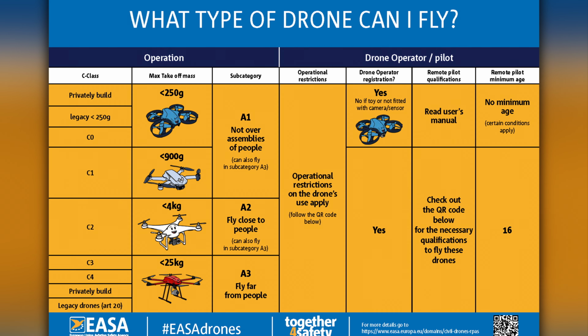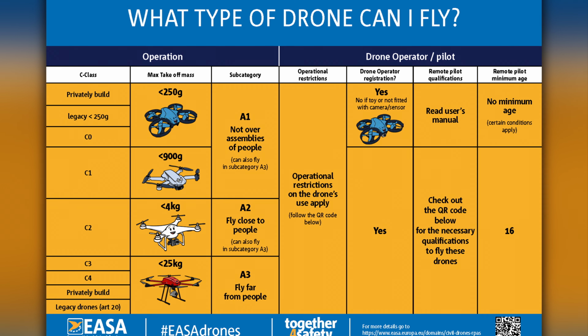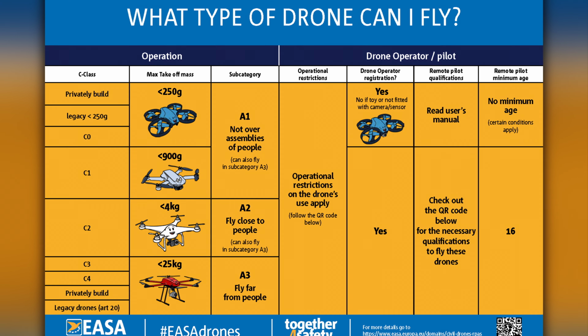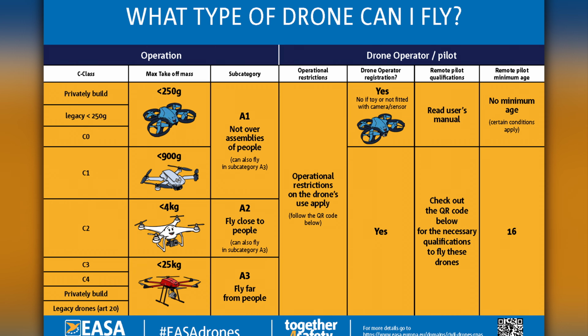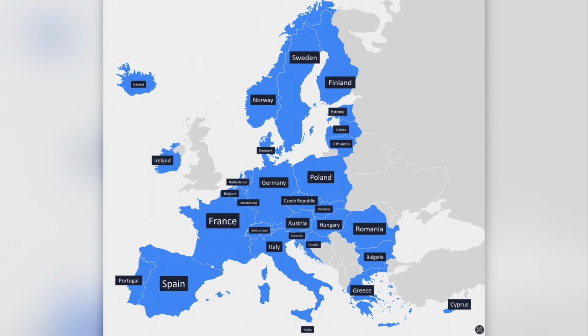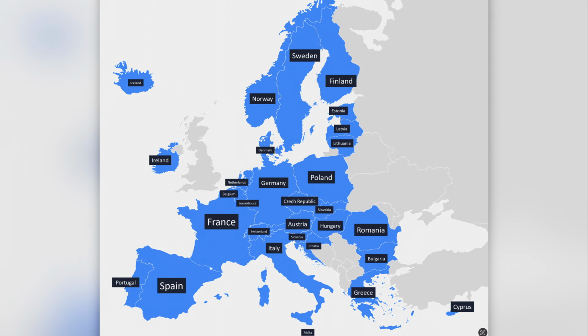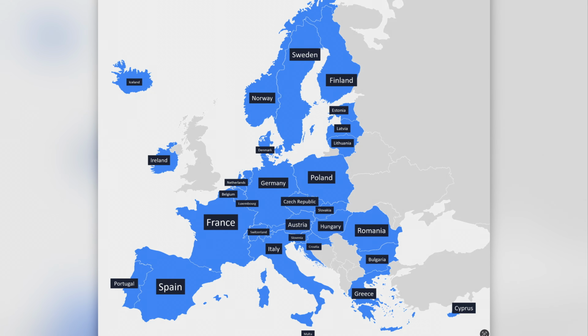A2 gives you the right to fly close to people, but not over them. And in the A3 category, you must fly far from people. You should not be flying close to them. So these rules and regulations are unified and they're being applied to most of the European countries. So whether you live in one of these countries that you see here on the screen, or you plan to visit one of them and you want to fly there, you must obey those rules and regulations.